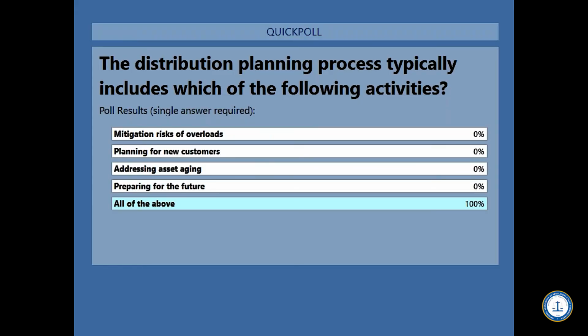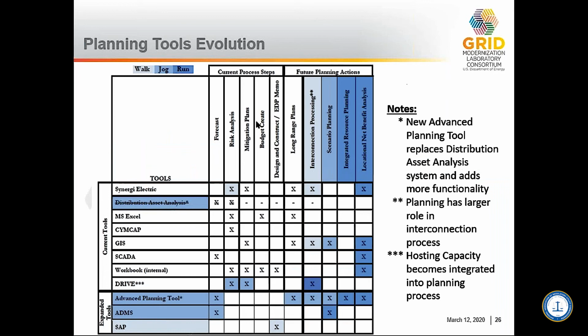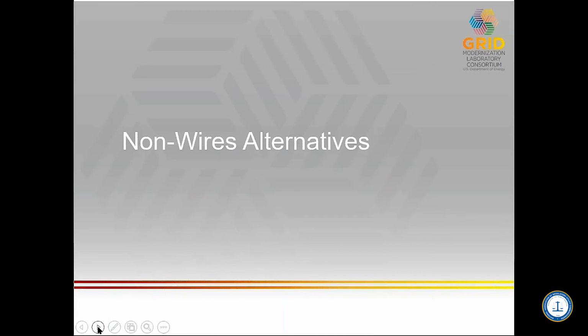Excellent. 100% have got it. Thank you. So yes, all of those are important, and of course there are trade-offs between them, but they're all targets for the distribution planning activity. Okay, so non-wires alternatives.